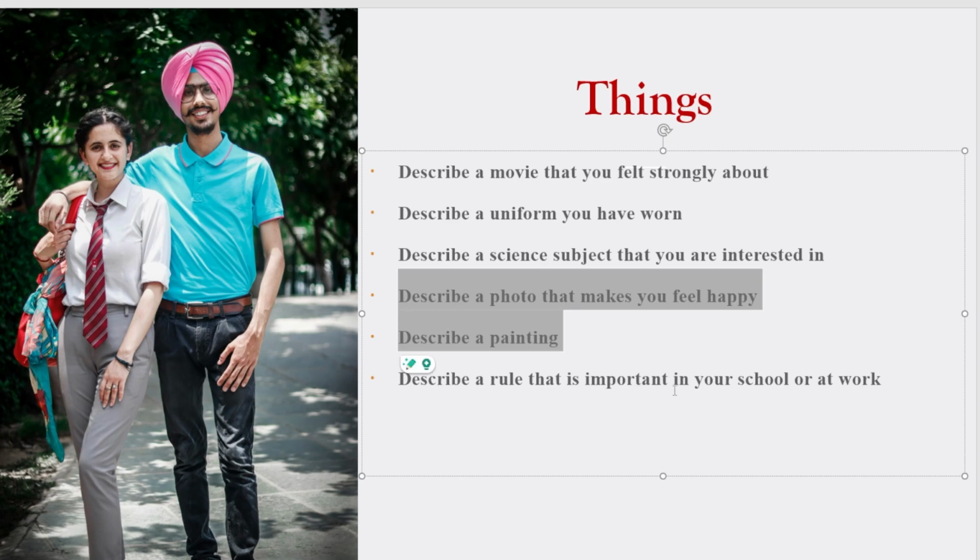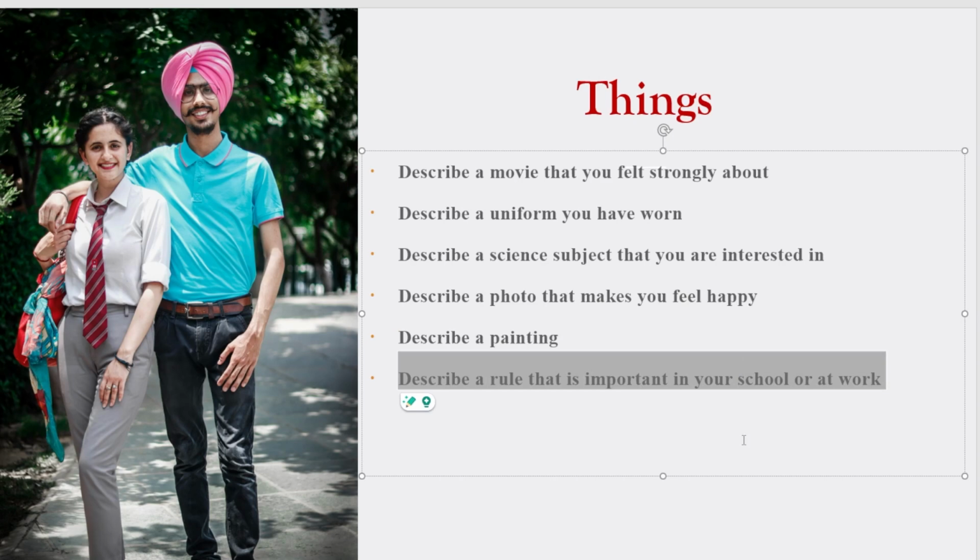Last one, describe a rule that is important in your school or work. Again, present tense, so this doesn't mean if you've graduated from high school, you can go back to high school now and talk about how we had this important rule, you had to wear a uniform. This is what you're doing now, so if you're studying, then you can talk about your school. If you're working, you can talk about a rule at your work, being on time, something. I guess if you're doing both, you can choose. You're lucky. But yeah, pick something carefully.